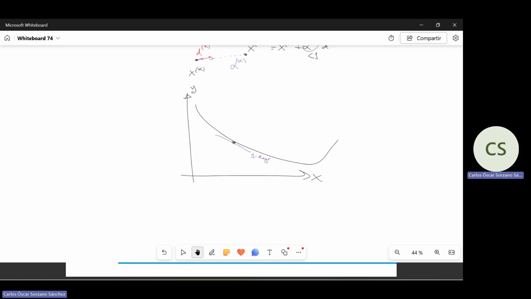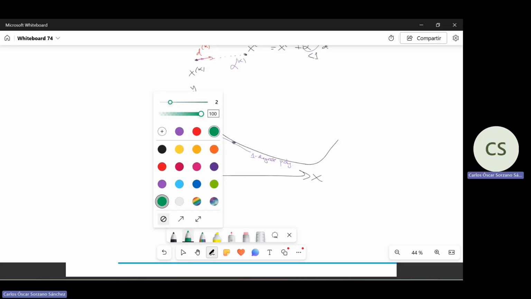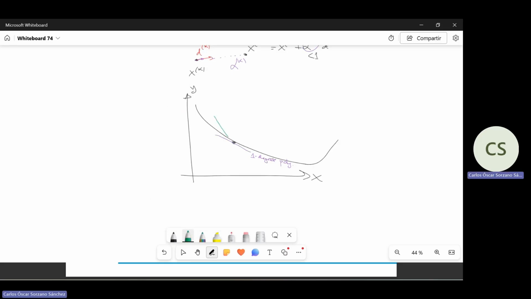1 degree polynomial. Or I can approximate it by, say, a parabola. Then it would be second degree.